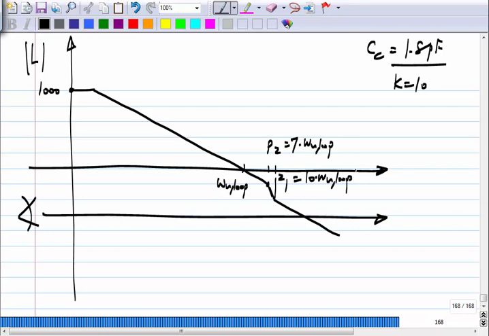specific to this particular case. Okay. What will be the high frequencies? Minus 270 degrees.